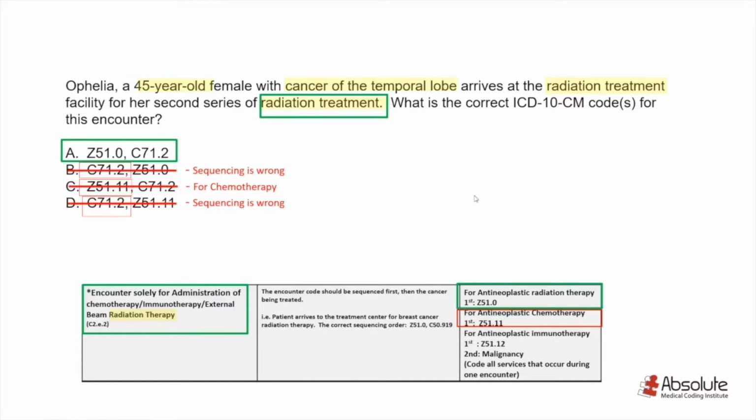So that is a strength of having good knowledge of the guidelines, coders. So how are you feeling? How are you feeling?